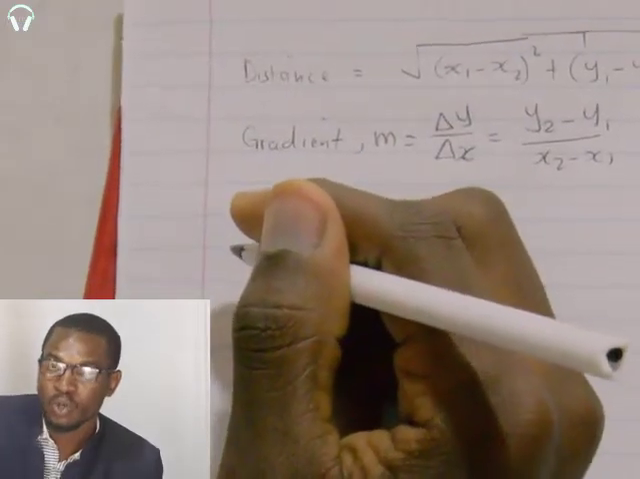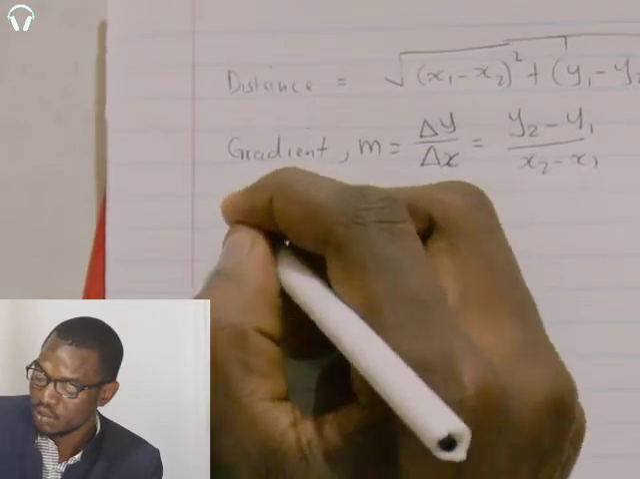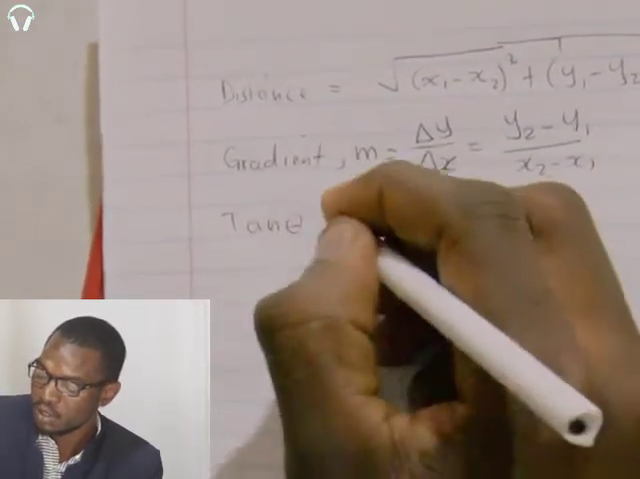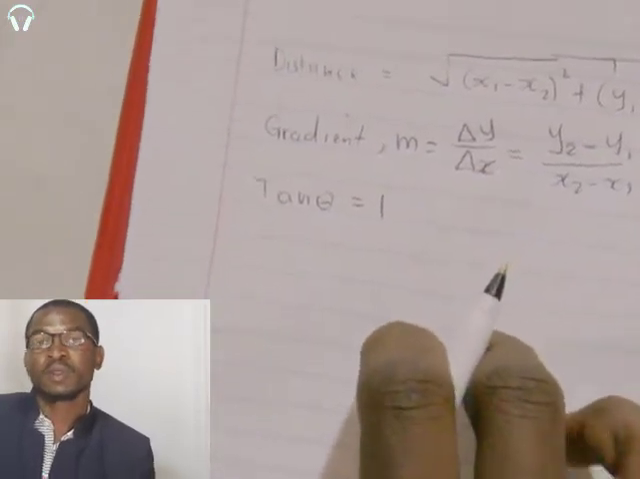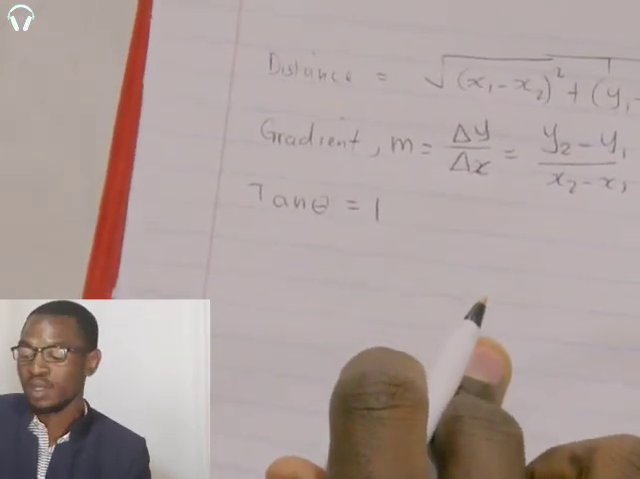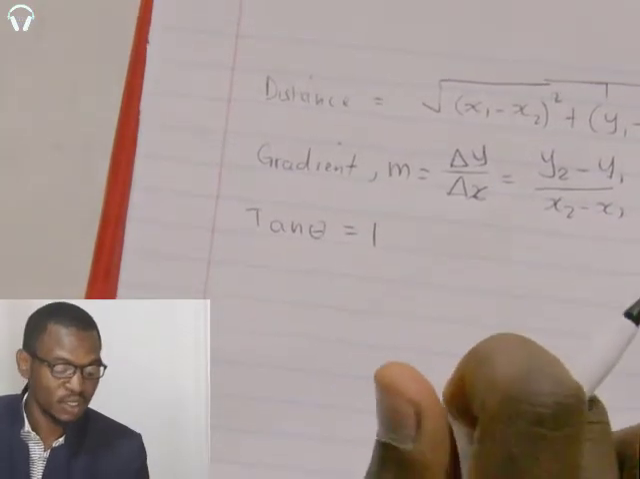You should also know the angle of inclination, which is found with tan theta equals m. This is what you should be understanding at the end of this lesson. Let's get into a practical question.